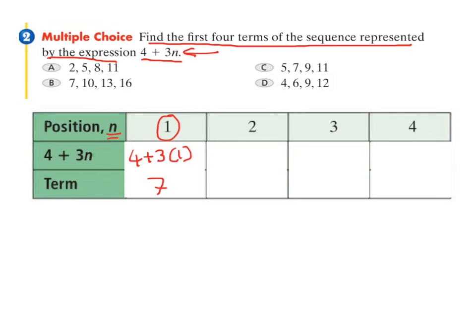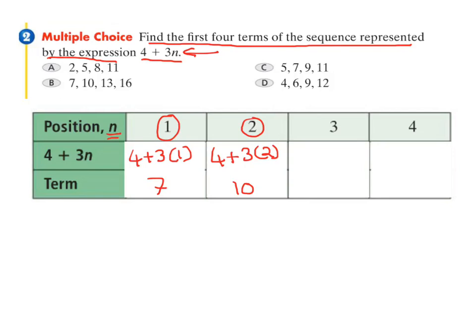Now let's move on to the second term. So if we are dealing with the second term, what is the value of n? 2. So 4 plus 3 times 2, and that is going to be 10. So the number in the second term is going to be 10.